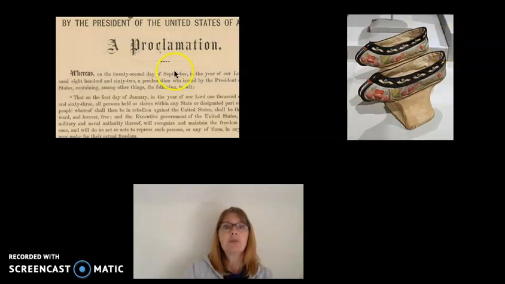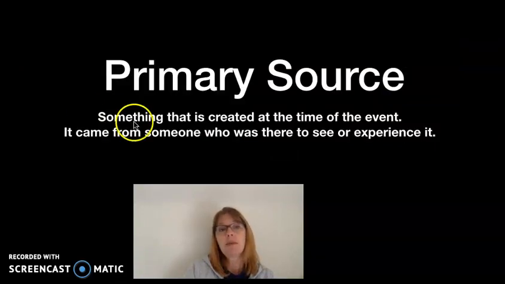So here I have two primary sources in this example. I have some shoes from China, the actual physical shoe, and I have part of the Emancipation Proclamation, the document that freed enslaved people. We want to look at the difference between a primary and a secondary source and see why that's important. So a primary source is something that was created at the time of the event, and it came from someone who was there to see or experience it.